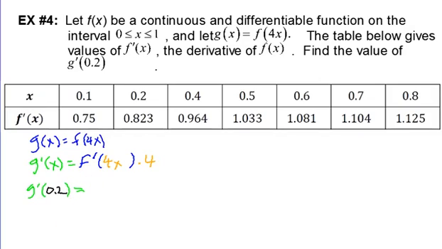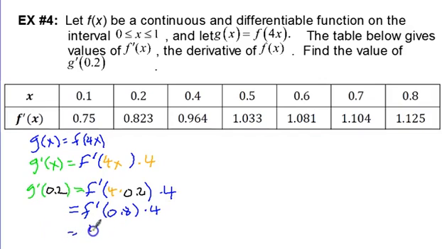Well, that's going to be f prime of 4 times 0.2 times 4. And that's going to be f prime of, and 4 times 0.2 is 0.8, times 4. And so that's going to be 4 times, what is f prime of 0.8?